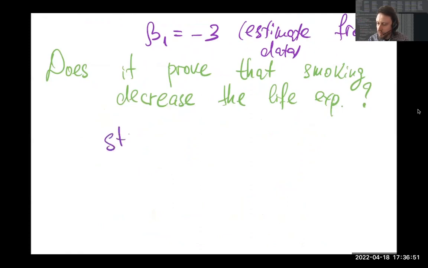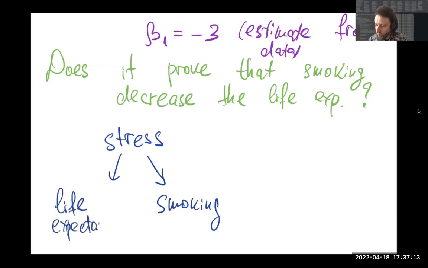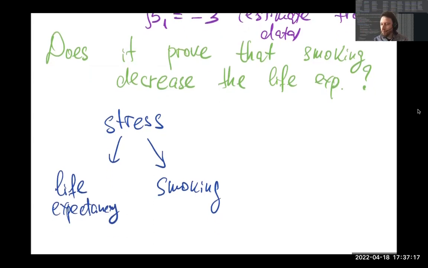Probably we have a diagram like this. We have stress, and this stress affects smoking, and also this stress affects life expectancy. But it is not very clear how to measure stress. Probably this arrow needs more explanation. Probably you can argue about some other reasons why life expectancy can decrease, especially for stressed people, for people who, for example, live in bad conditions. Why can their life expectancy decrease?